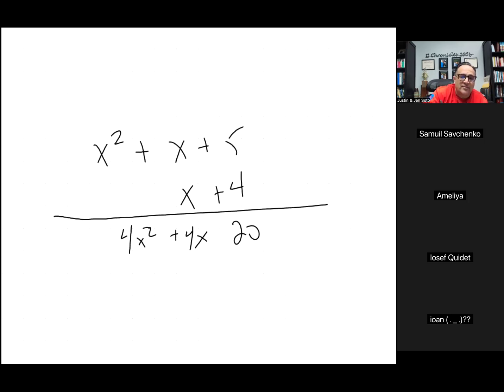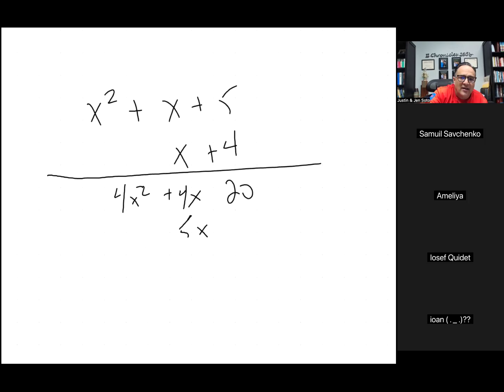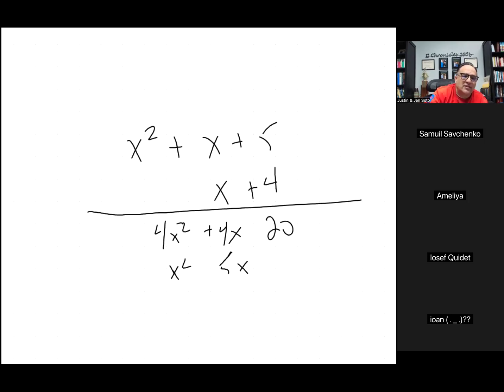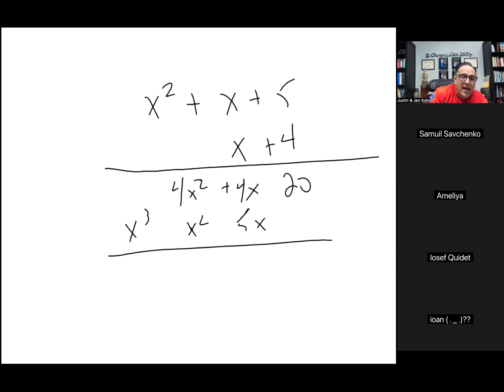Now I'm going to do this. X times 5 is 5x. Remember, you have to have like terms to add and subtract. Look, it automatically lines them up for me. The 4x and the 5x, I can add those together. Now I have the x times x is just going to be x squared. And then I have x times x squared is x to the third. So now I'm just going to add these together. X to the third, 4 plus 1 is 5. 4 plus 5 is 9, plus 20.